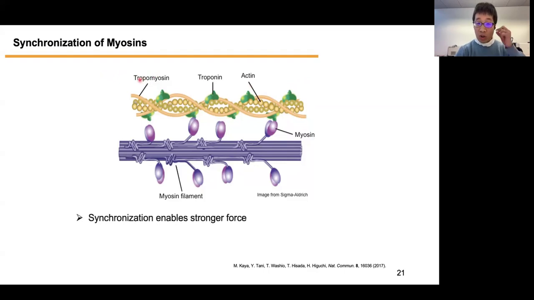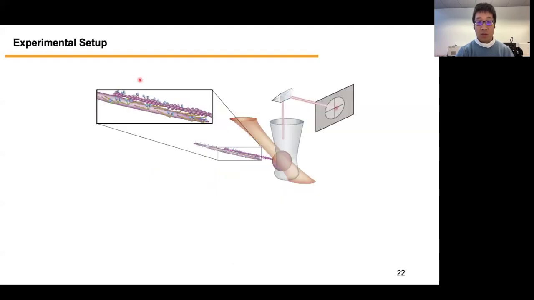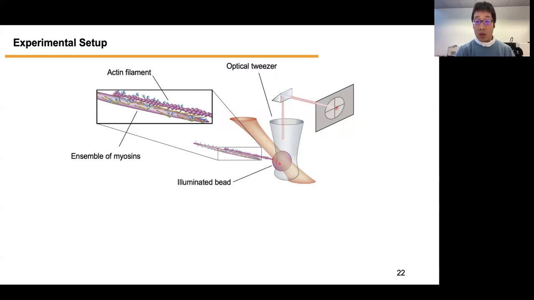And what they found out was that synchronization enables stronger force. And this mechanism is based on simple non-covalent interaction. So this is their experimental setup. They constructed an ensemble of myosins and combined it with an actin filament. They connected this actin filament to this red bead, and they trapped this bead in an optical tweezer. And they also illuminated this bead with this red laser.